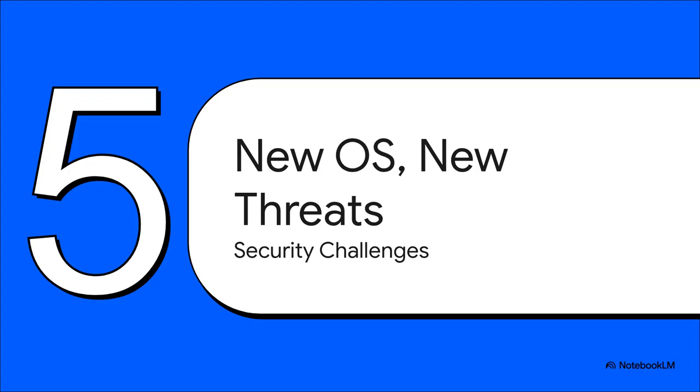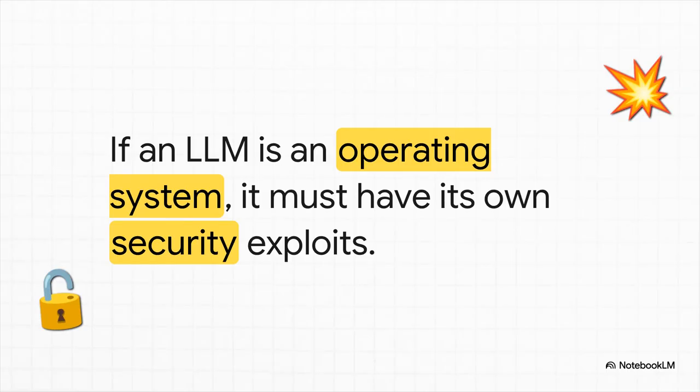So, if this OS analogy is really holding up for how these things work, well then it has to hold up for how they break, too. A brand new operating system paradigm is going to bring a brand new class of threats with it. Look, if you accept the OS model, you have to accept the logical conclusion. It has security exploits. Things like jailbreaking and prompt injection aren't just weird quirks. They are the buffer overflows and the privilege escalations of this new world.